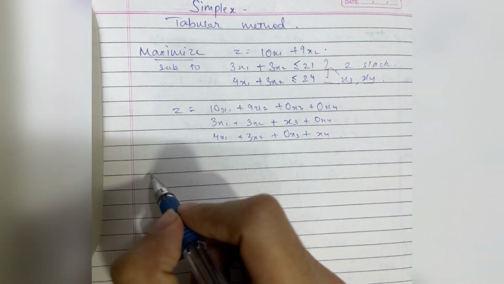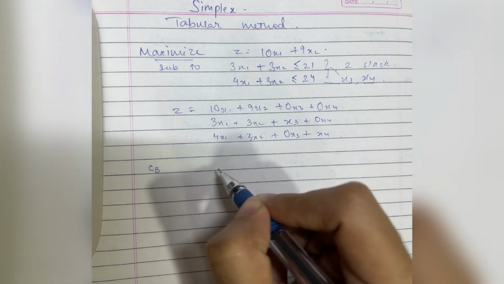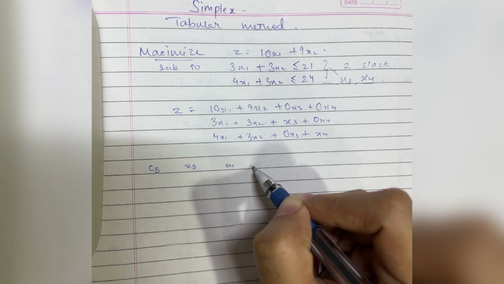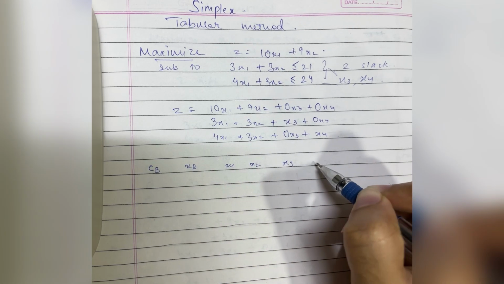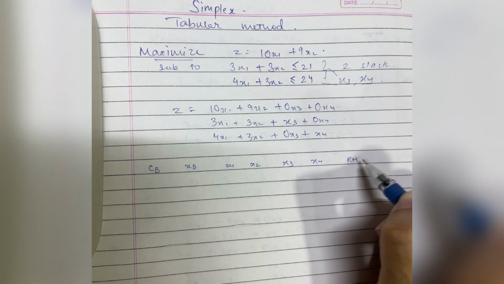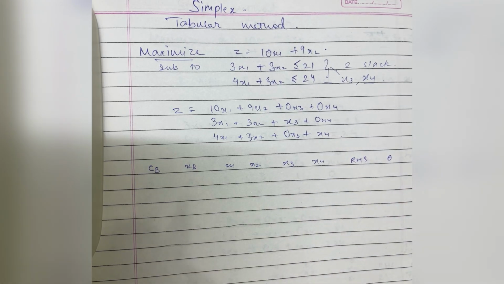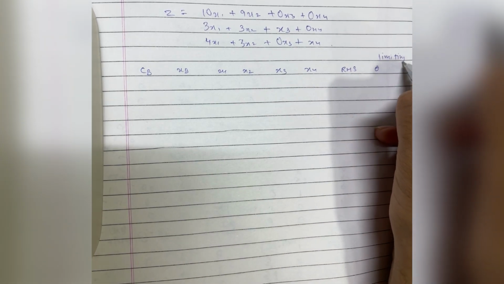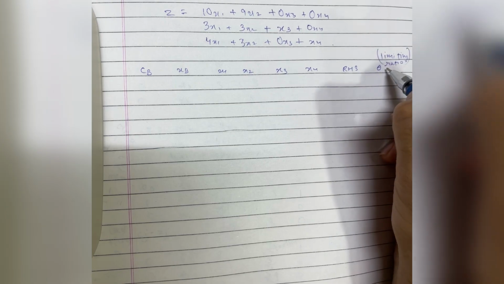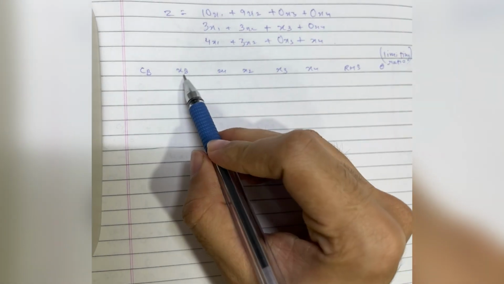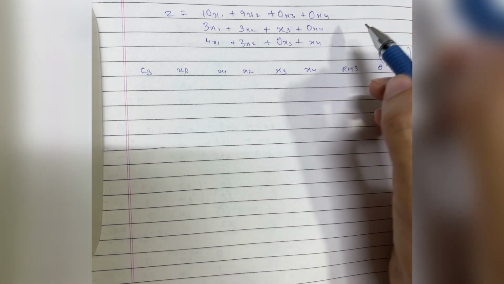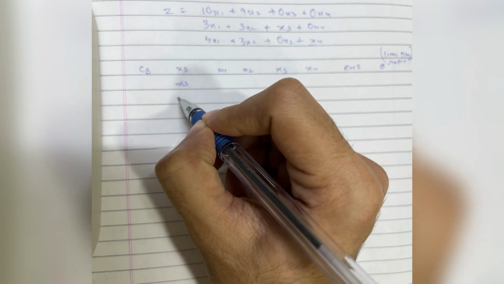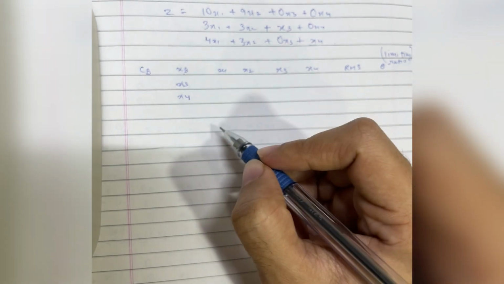Now we make a table here. The table is CB, XB, X1, X2, X3, X4, RHS and theta. Here we can say that theta is a limiting ratio. So for solving this, XB gives in two different slack variables which we had previously, which is x3 and x4. So we write it here as it is, x3 and x4.